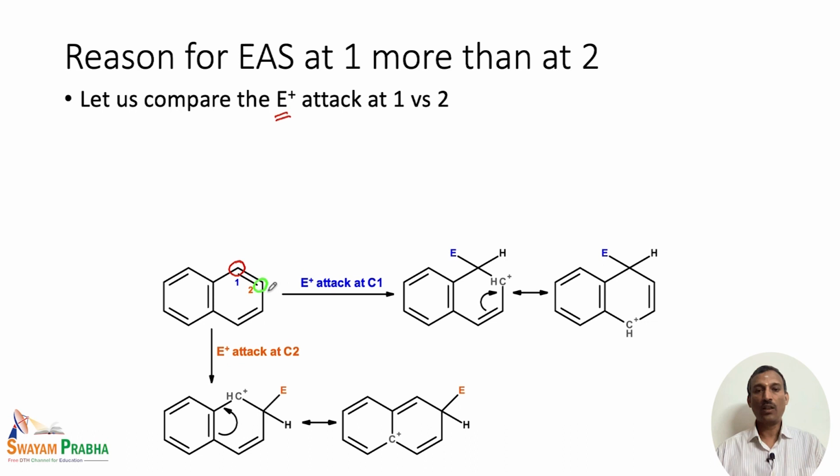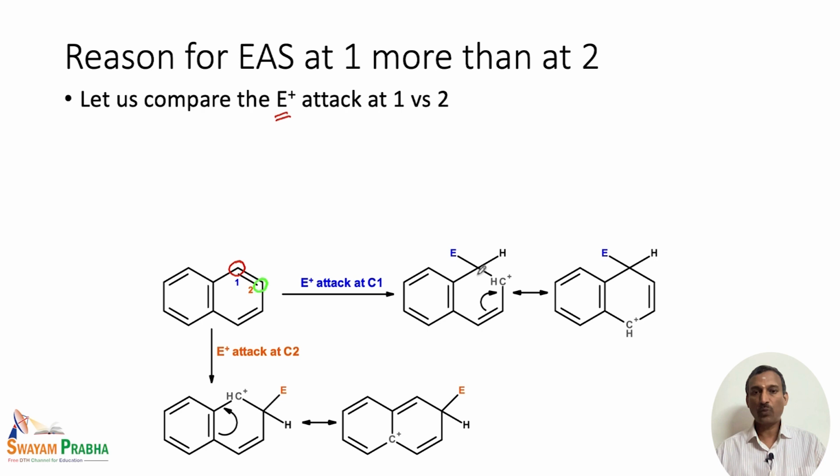Let us look at what happens if the electrophile attacks at position number 1. When the electrophile attacks at position number 1, this particular intermediate is formed. The electrophile attacks this position, so the double bond is now shifted towards this particular carbon. That is why this position becomes more nucleophilic in nature, so the electrophile can easily attack.